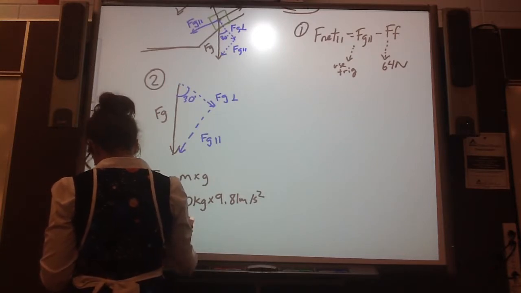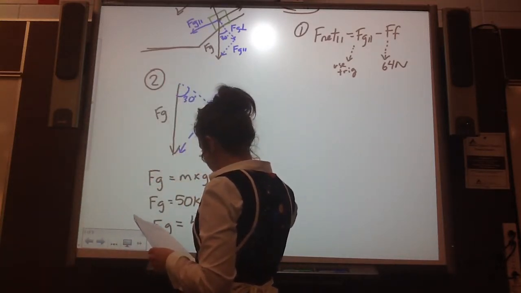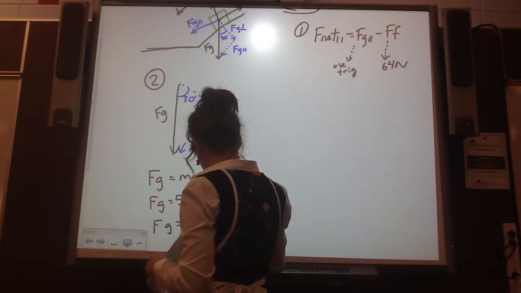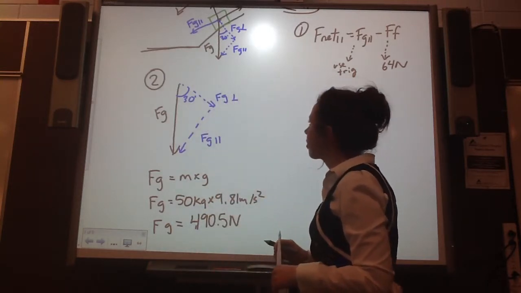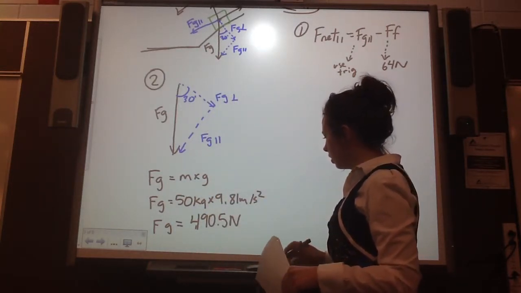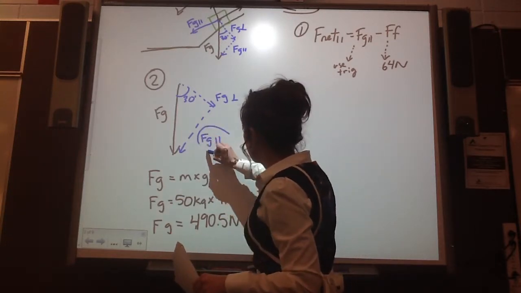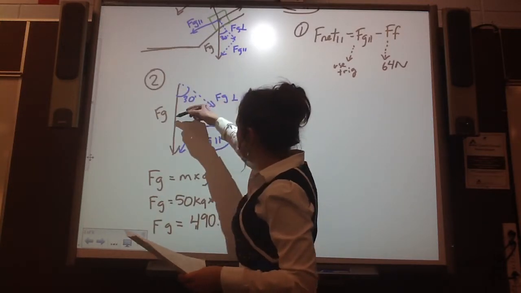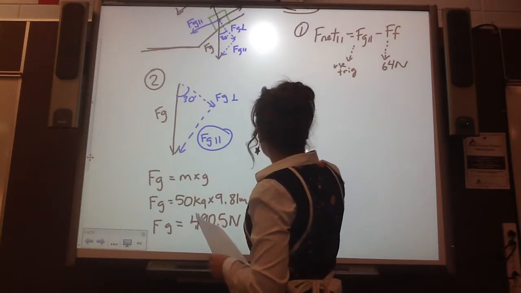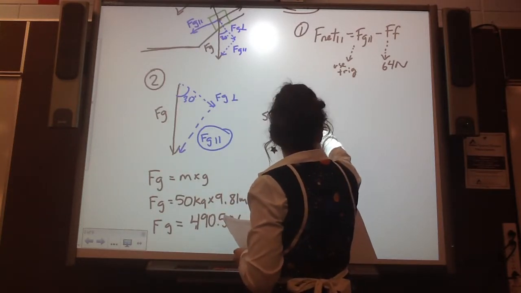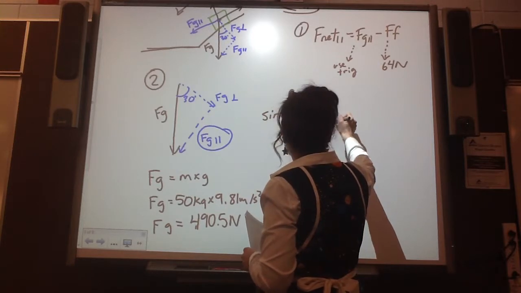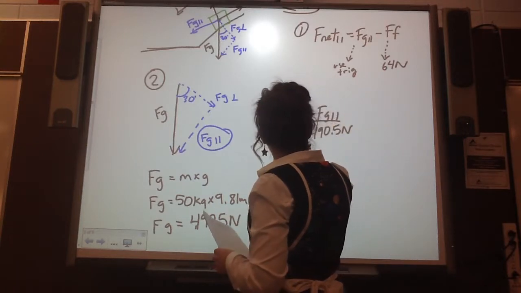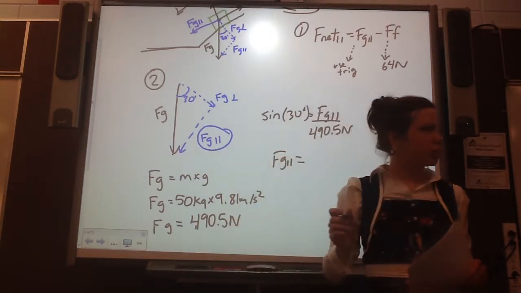So FG, you should get 490.5 newtons. So now if I'm going to solve for my parallel, that is opposite to the angle over hypotenuse. So I have my sine of 30 degrees is equal to FG parallel divided by 490.5 newtons. You can cross multiply to solve for FG parallel.